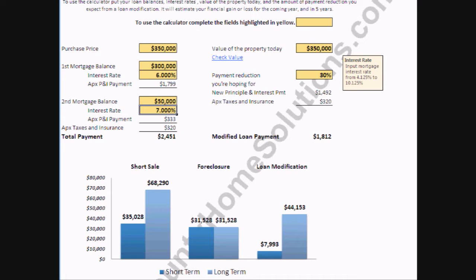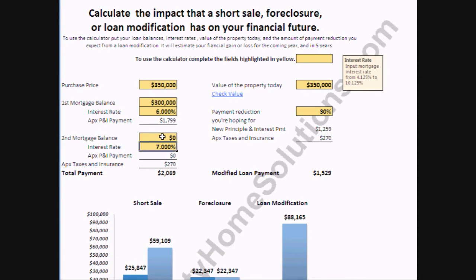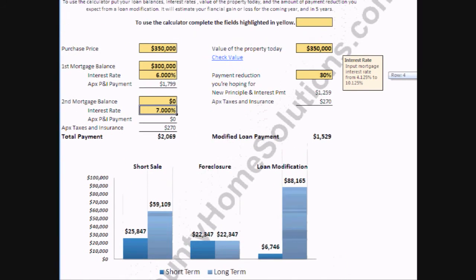Let's take a look at the different scenarios. Let's take a look at a property first that has short-term hardship and equity in the property. Here this person has a property that's worth $350,000. He has a $300,000 first mortgage. Let's just say he has no second mortgage. You can see by the immediate change in the graphs that the loan modification turns out to be an outstanding solution for somebody with a short-term hardship and equity in their property.